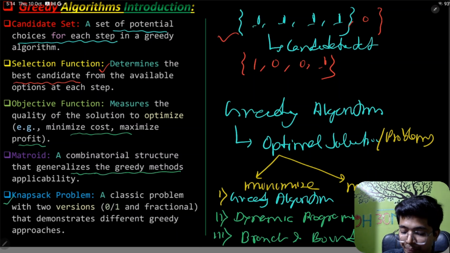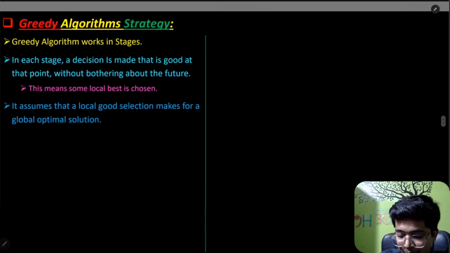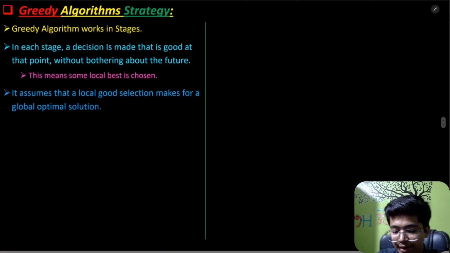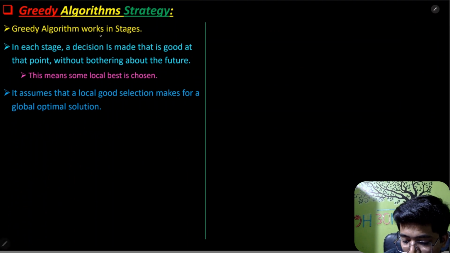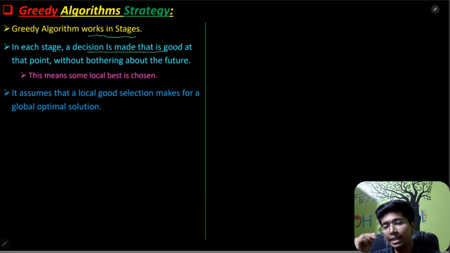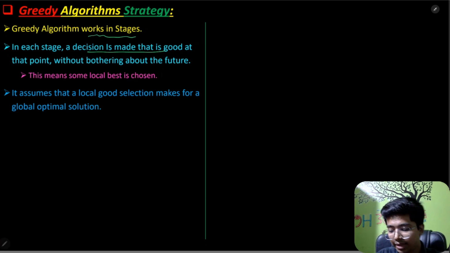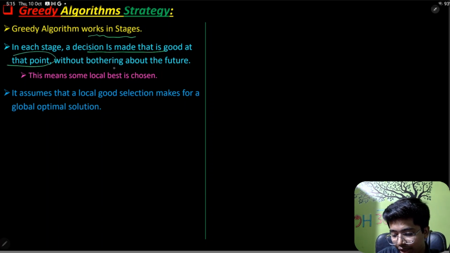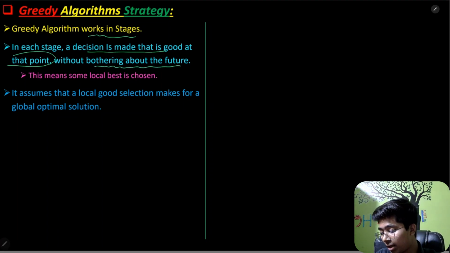Another important thing in the greedy algorithm introduction. Now we'll be studying the greedy algorithm strategy. Let's understand how a greedy algorithm works. A greedy algorithm works in stages, as I've already made you understand. In each stage, a decision is made that is good at that point. That means in each stage we took the best decision that is good at that point without bothering about the future. We don't bother about the future. That means some local best is always chosen.